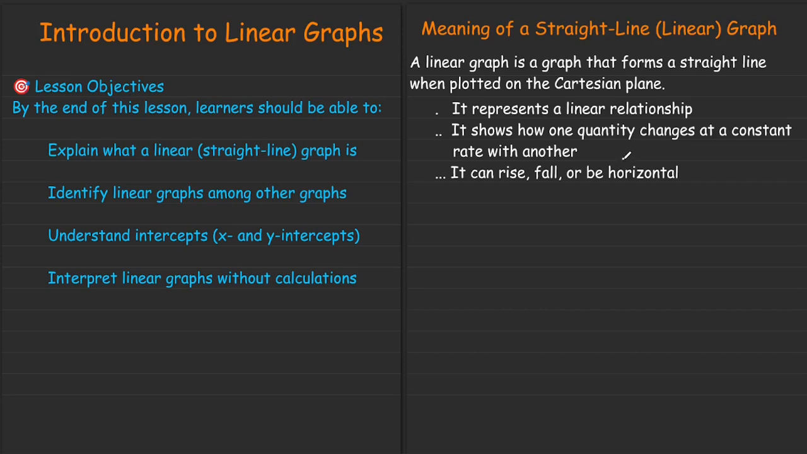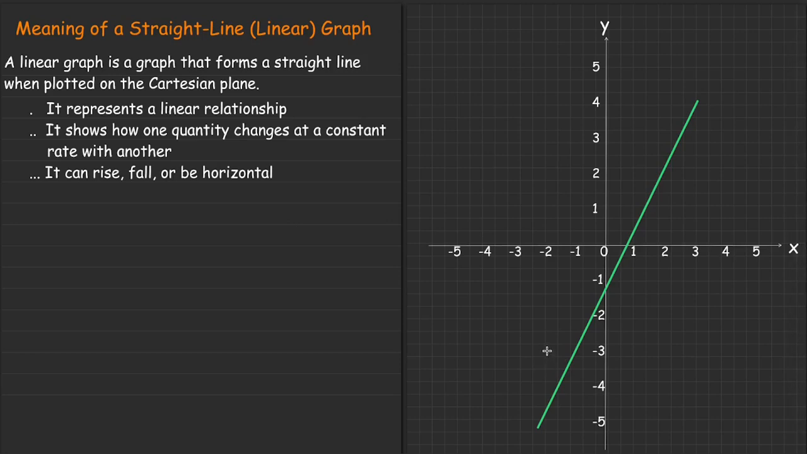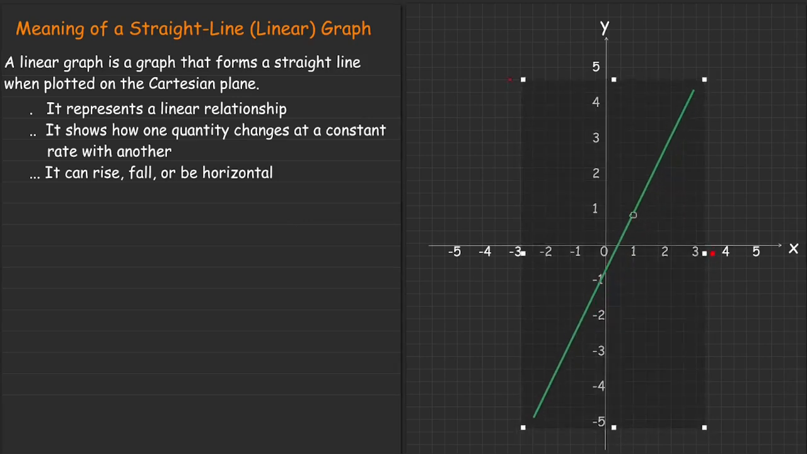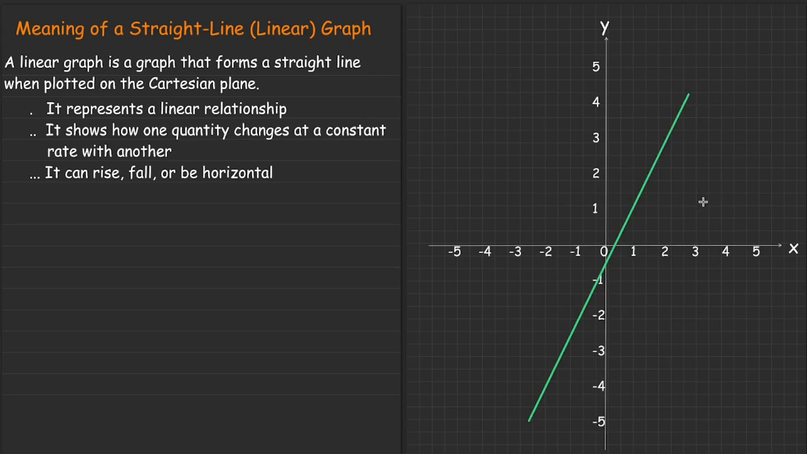So let me draw a few graphs so that you can look at how a linear or straight line graph looks like. With this figure on the right-hand side, you realize that we have a Cartesian plane with this line on it, which is in green. Now this is a straight line. It is a straight line. And this is how a linear graph looks like.